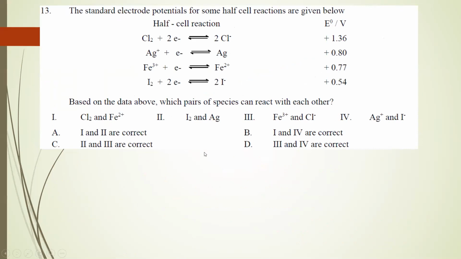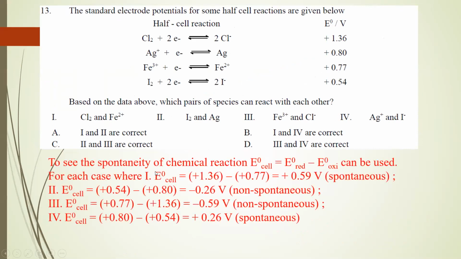So if you look carefully when you compare to each other, for number 1, E naught cell, you compare Cl2 to Fe2+. I use 4 different colors so you can see clearly. So Cl2 to Fe2+. Eventually this one will be reversed. It will become negative. So positive 1.36 minus positive 0.77, you get 0.59, which is spontaneous.